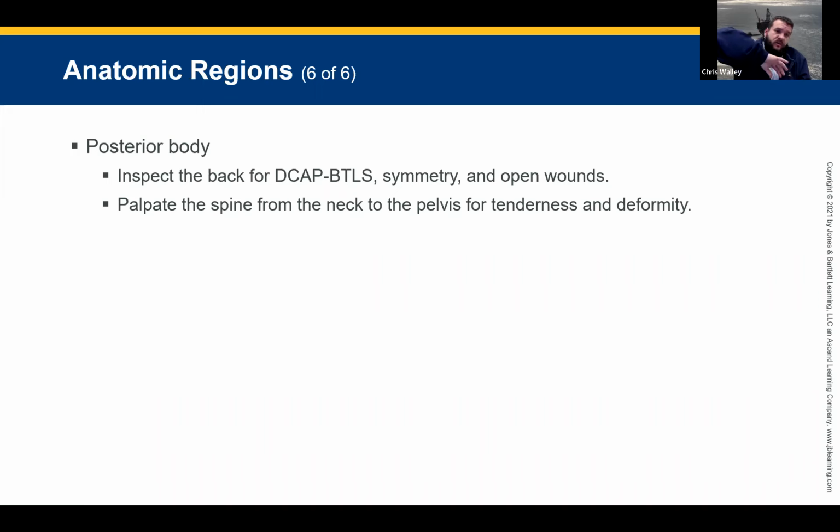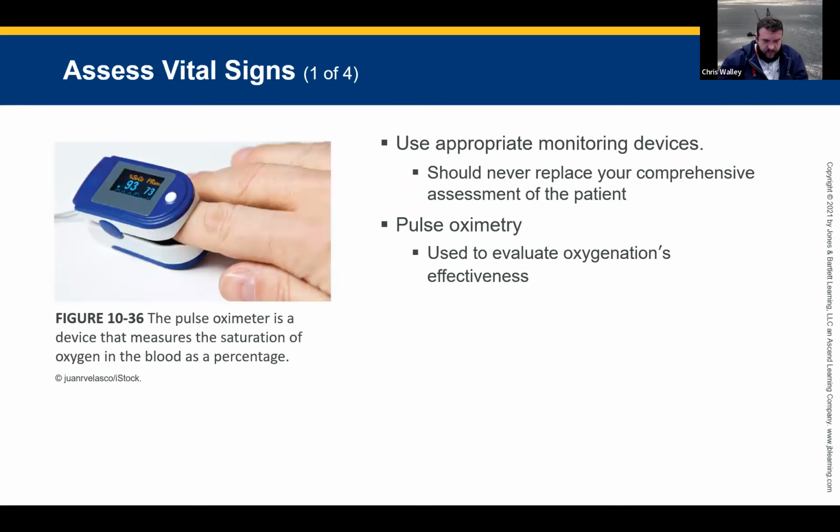So that covers all our anatomic regions. Again, DCAP-BTLS from the top to the bottom: extremities, pelvic, chest, all of those are included. You do DCAP-BTLS all the way down. Again, the notation comes later down the road, so you're going to have to remember all this when you get there, and you're like, I don't remember. Sometimes you just don't. All right, moving on.